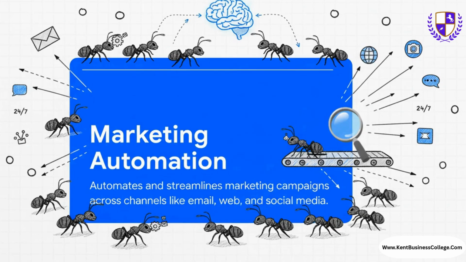Okay, our second member of the big five is marketing automation. Now, if the CRM is the brain, think of this as a tireless colony of worker ants doing all that grunt work for you. These platforms are brilliant. They automate all the repetitive tasks, running 24/7 in the background so you don't have to.